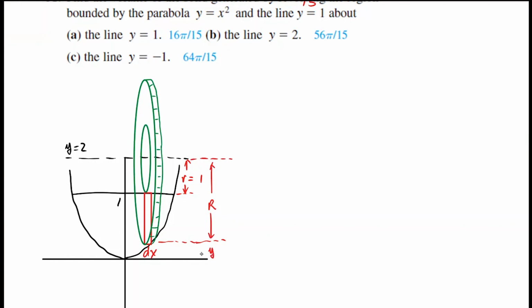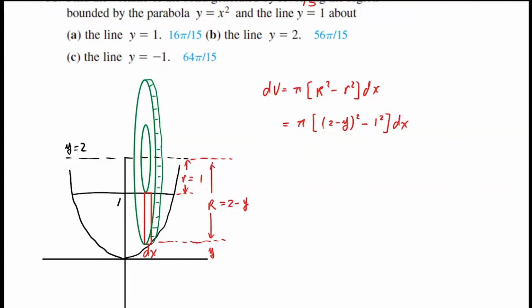Now, when I say y is that much from here to here, right? So this must be 2 minus y. Do you see that? From down here to all the way up to that line is 2, and this much is y, so what's left? We subtract from 2 by y. So my dv here is pi big R squared minus small r squared dx happens to be y, and big R squared is this one, 2 minus y squared minus small radius, which is just constant 1 squared. Who's lost?